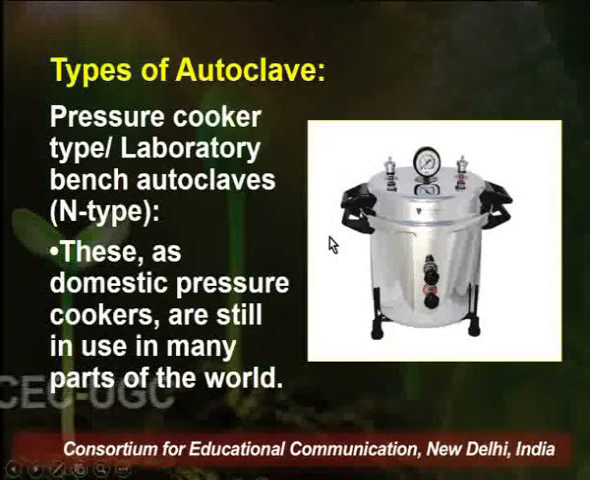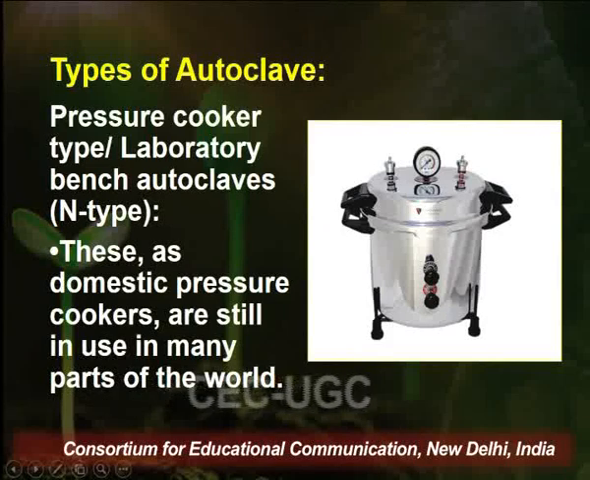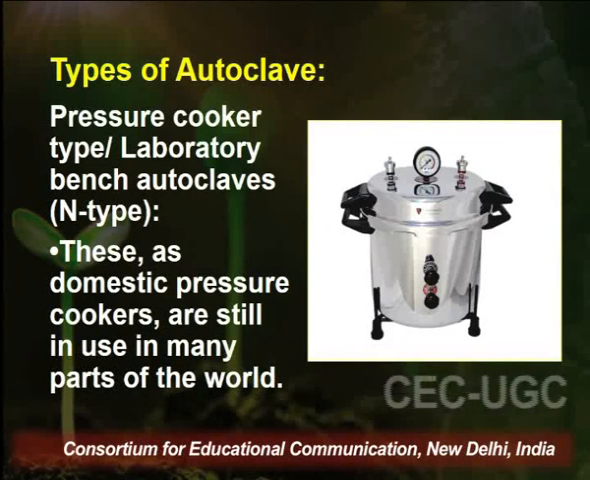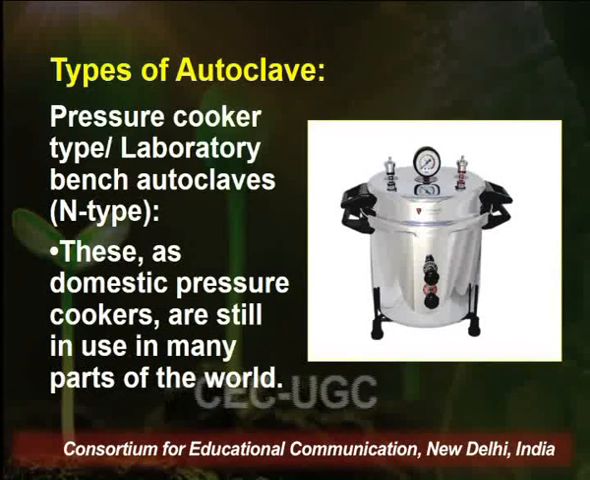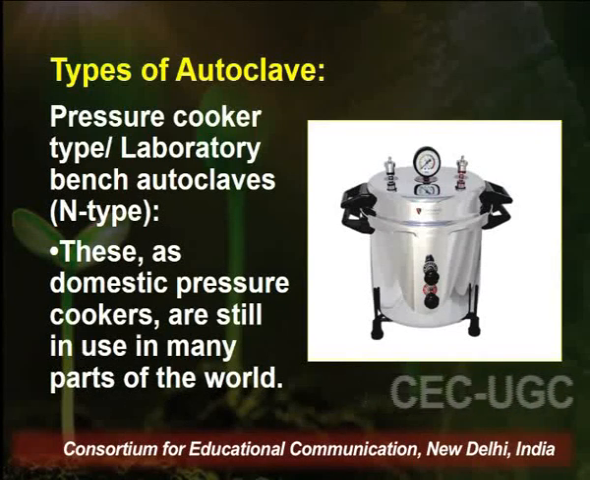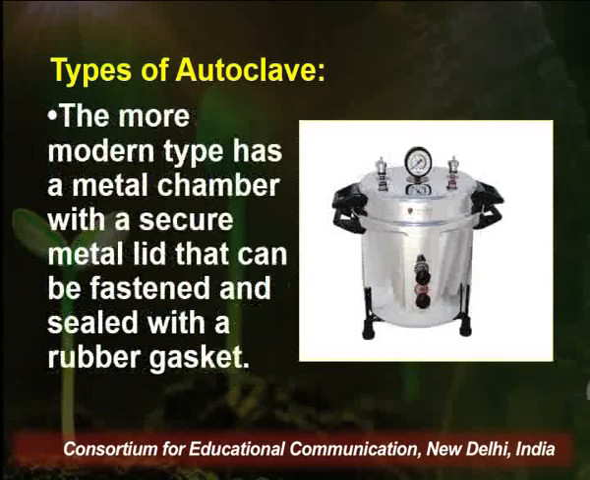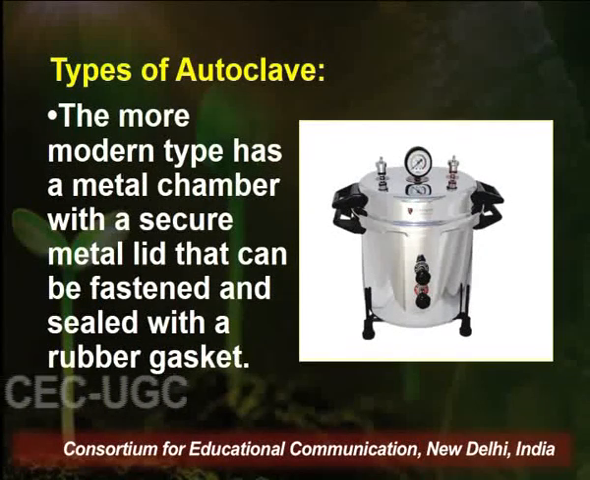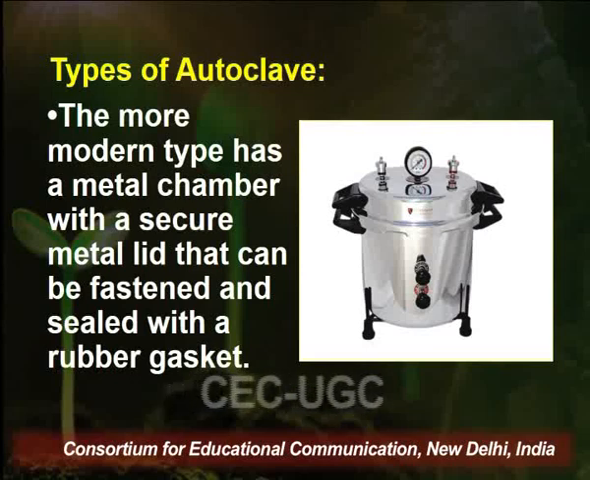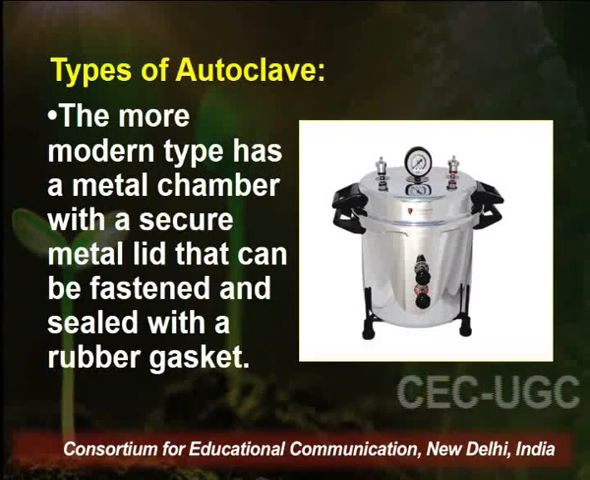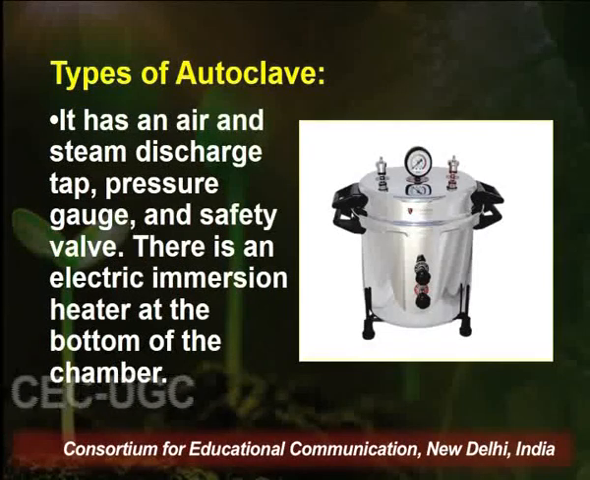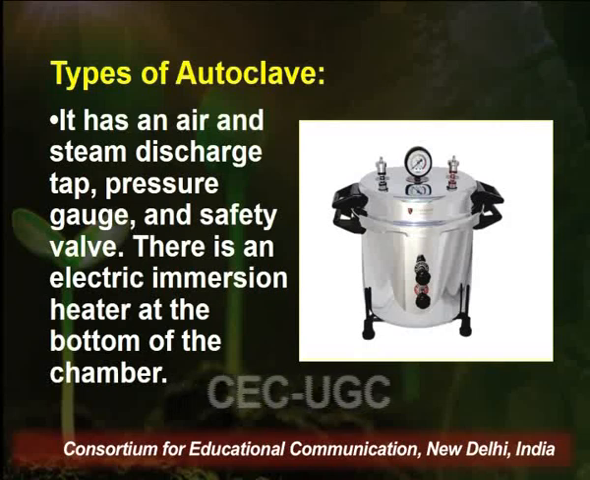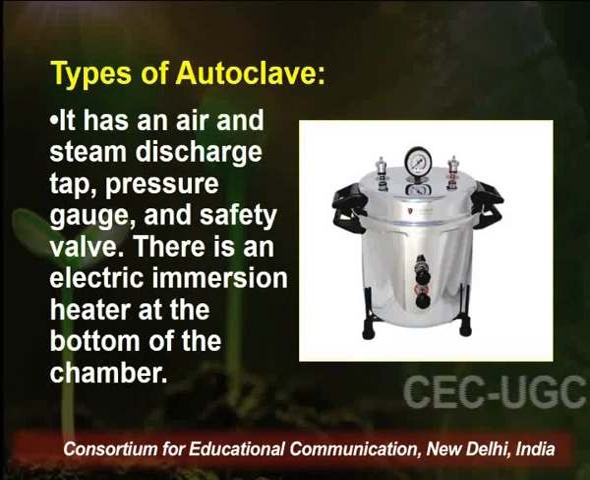So there are different types of autoclave. One most common happens to be the pressure cooker type or laboratory bench autoclave, also sometimes called the N type. These look like domestic pressure cookers and are still in use in many parts of the world. The more modern type has a metal chamber with a secure metal lid that can be fastened and sealed with a rubber gasket. It has an air and steam discharge tap, pressure gauge and safety valve. There is an electric immersion heater at the bottom of the chamber.